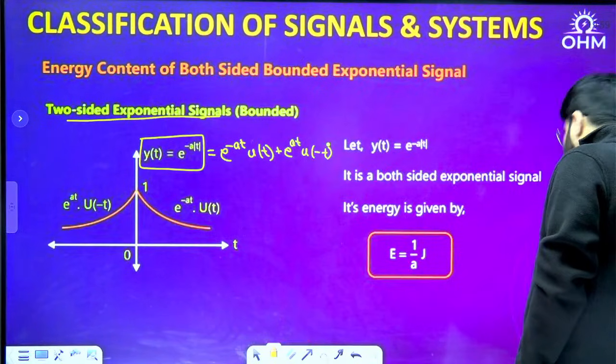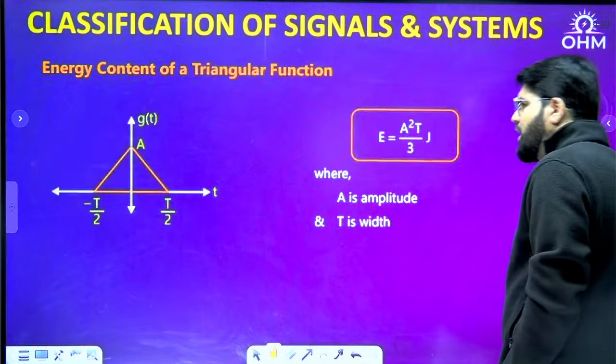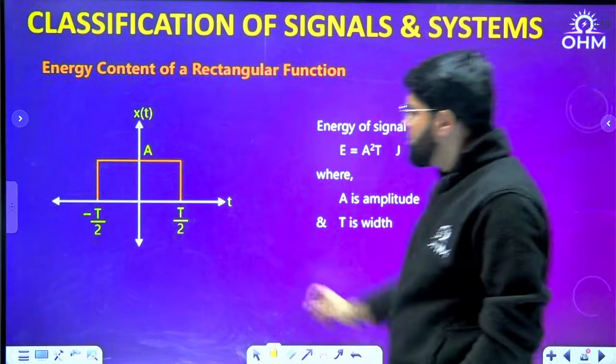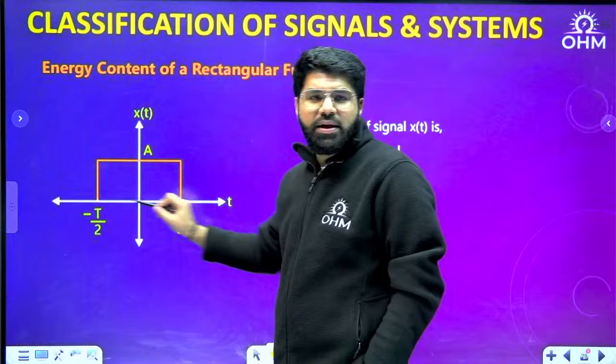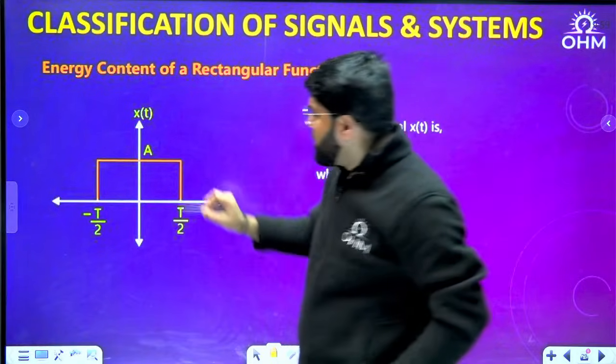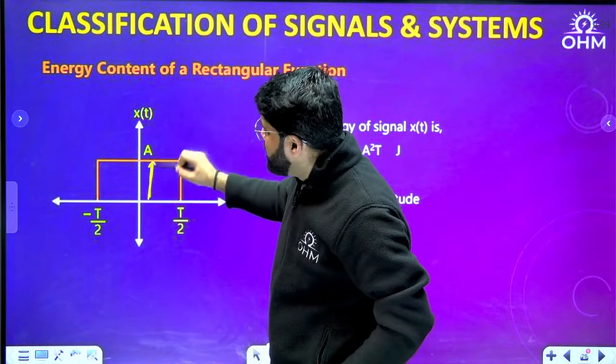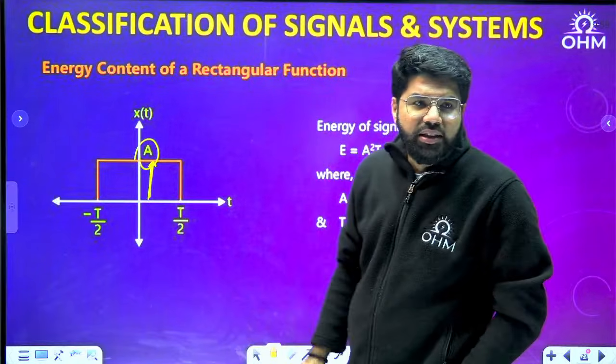Have a look at this example, very commonly a rectangle. What is the duration of this rectangle? Minus T by 2 to T by 2, some finite duration. And what is the value? The maximum value is A. That means bounded.